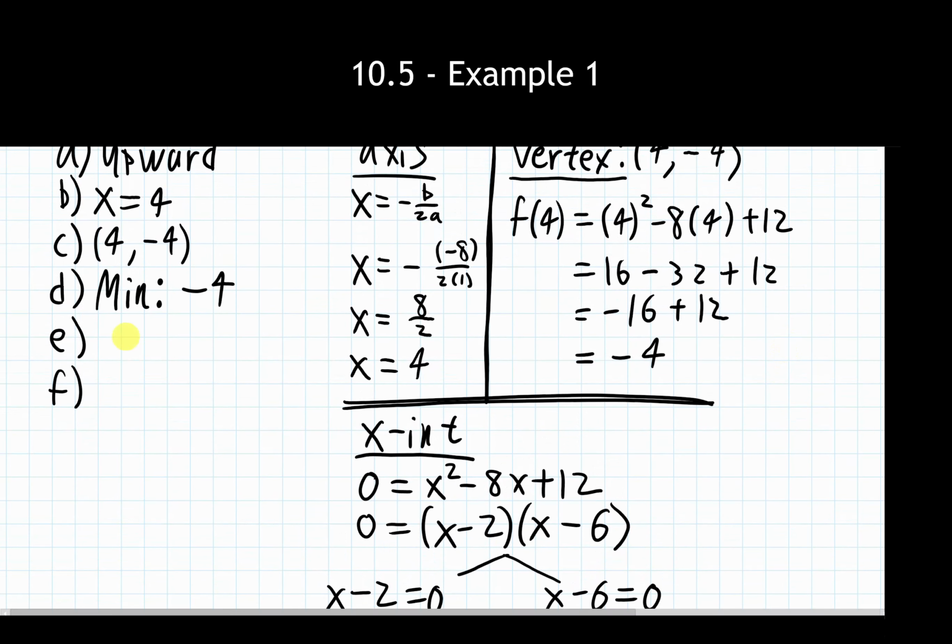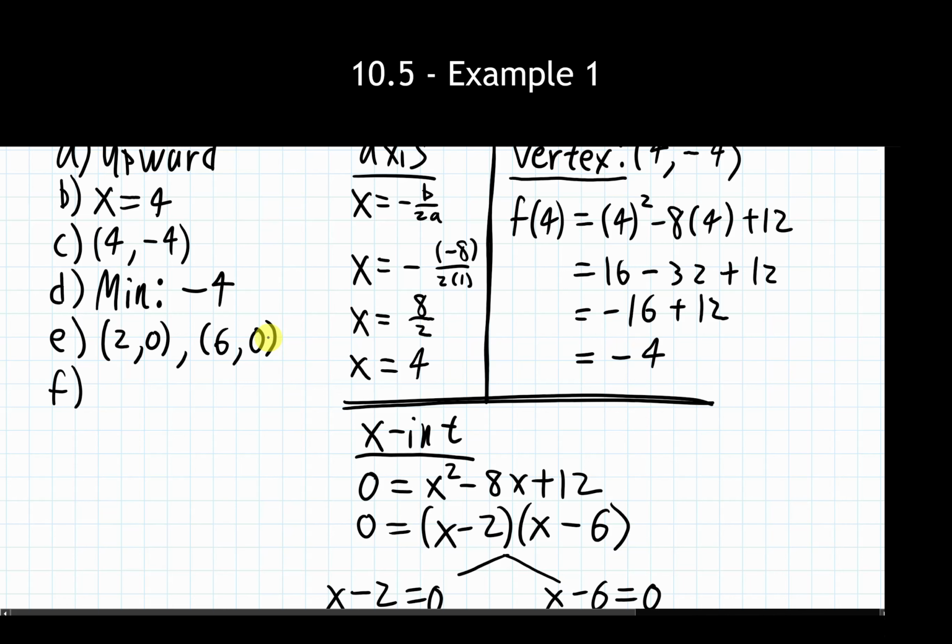Now I'm coming back up here. It's asking me for part E. I need to write out the x-intercept or intercepts with this. When you are asked to do this, make sure you are actually writing out the x-intercepts as x-intercepts. We can't simply say 2, 6, because that could be misinterpreted as the point 2, 6. So we need to actually write out 2, 0, and then the point 6, 0 as well.